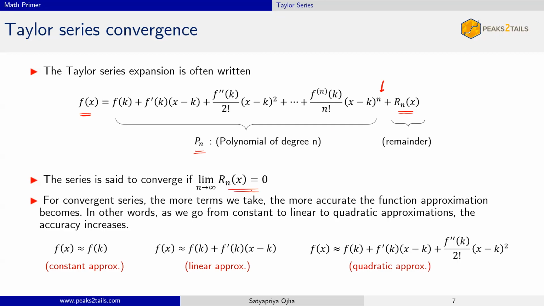The remainder approaches zero, which means if you include infinite terms, there will be nothing remaining. The remainder will not be significant. The remainder is like an error. The error term should go close to zero if you include more and more terms. You keep increasing n, meaning the degree of the polynomial, the number of terms that you're considering, is more and more. If the remainder shrinks to zero, then we say the series converges.